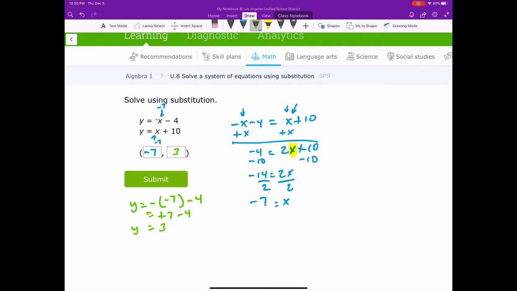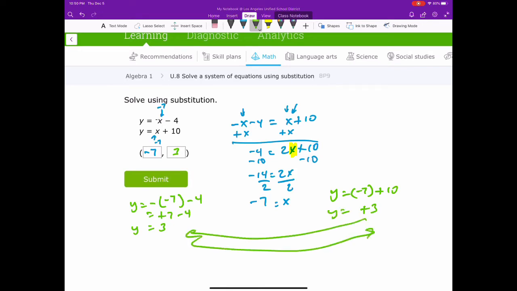Well, let's try the other one. Would this have worked on the other side? That's on the other side. y is equal to x plus 10, and we said x is negative 7. And if you look here, negative 7 plus 10 is a positive 3. Same answer.